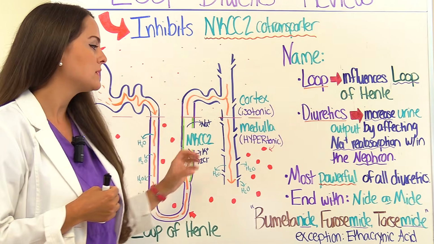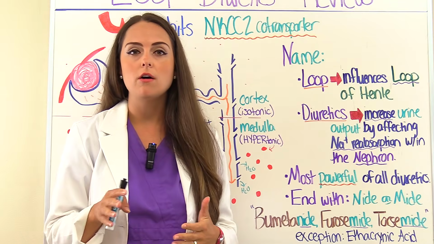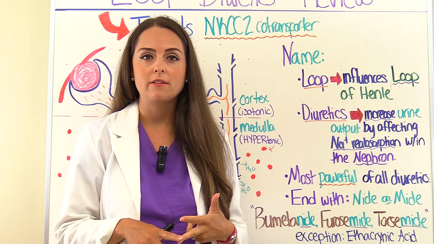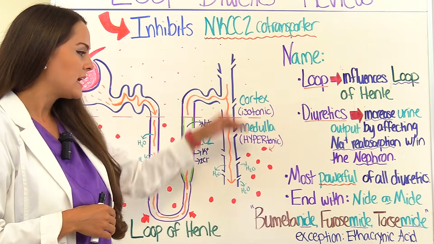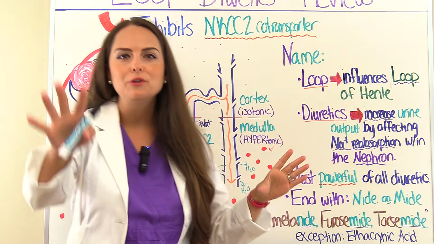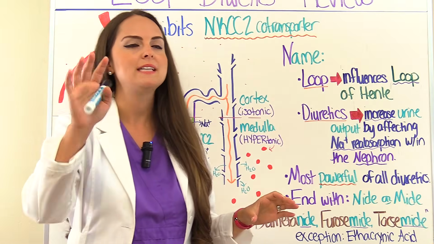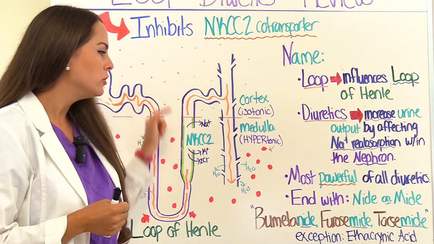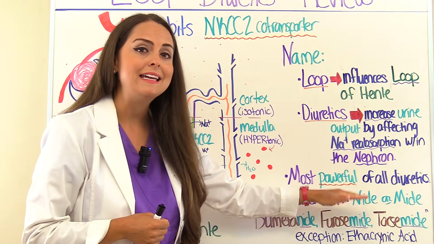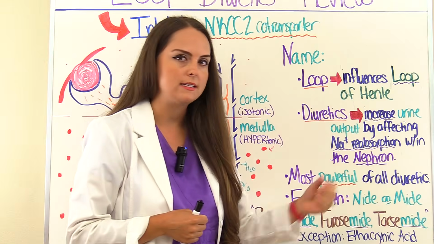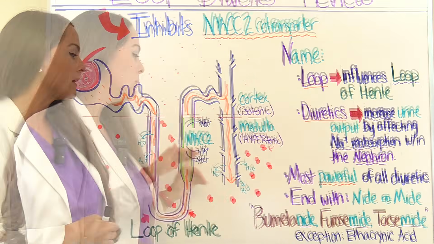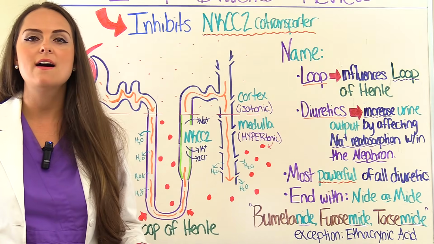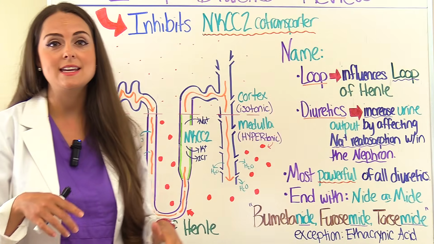Now, loop diuretics are the most powerful of all the diuretics, and we'll also be talking about thiazides and potassium-sparing diuretics in our next videos. To help you recognize if you're dealing with a loop diuretic or a thiazide or a potassium-sparing diuretic, always look at the end of the generic name. Loop diuretics tend to end in -nide, N-I-D-E, or -mide, M-I-D-E. Some examples are bumetanide, furosemide, and torsemide, with the exception of ethacrynic acid, which doesn't end in -nide or -mide.